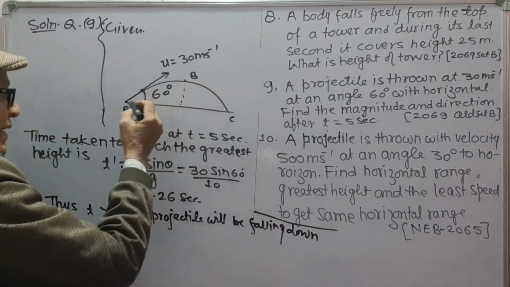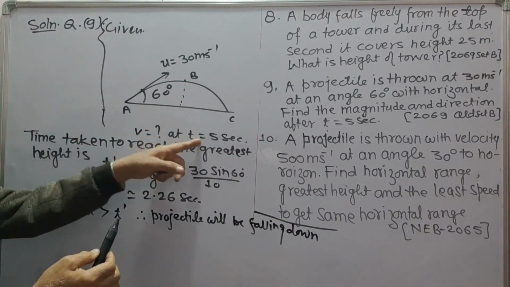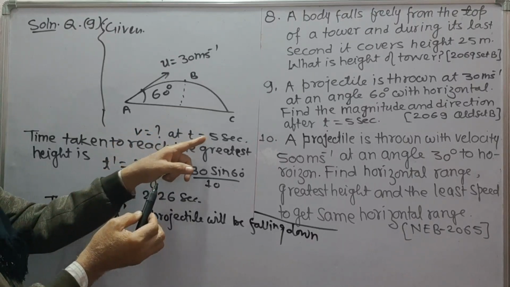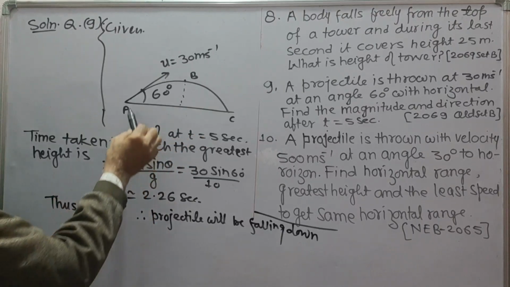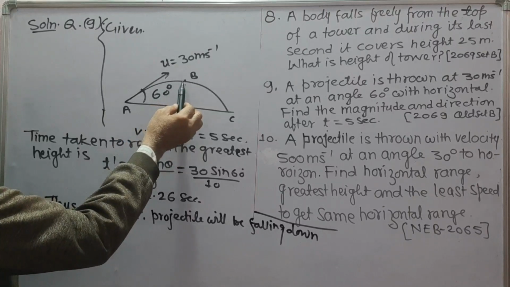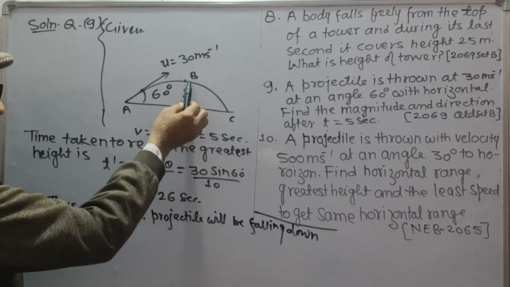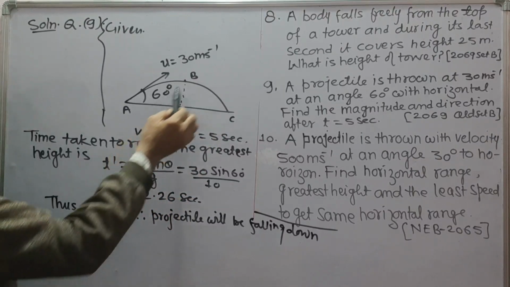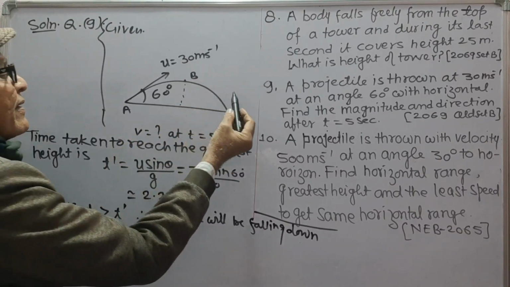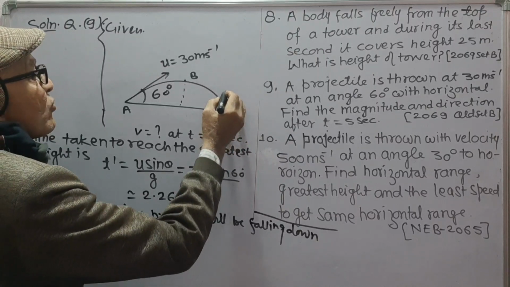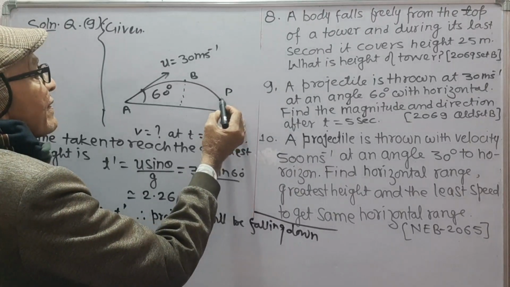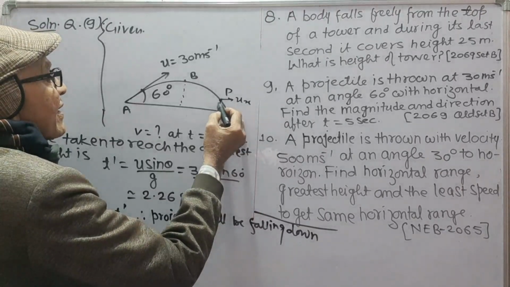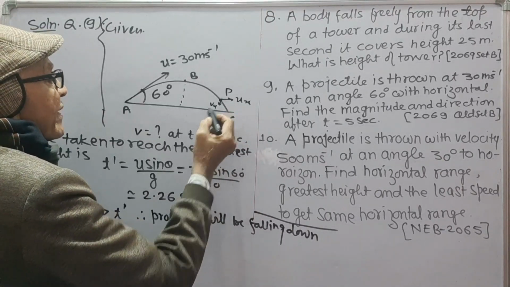Means if this time were less than t dash, then it would have been moving upwards, but it is greater than t dash, therefore it will be falling down. Suppose it has reached point P, then at this point it has velocity Vx and vertical velocity Vy.